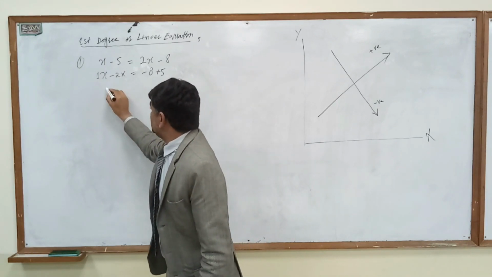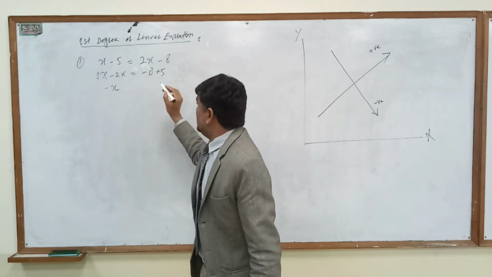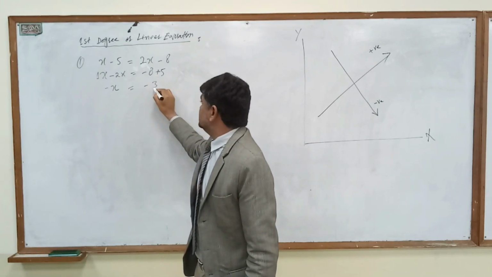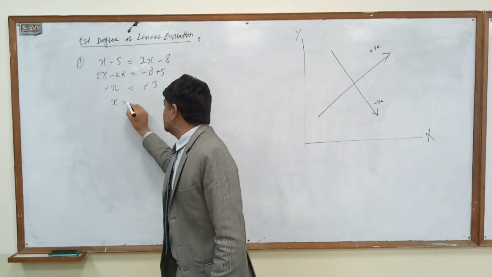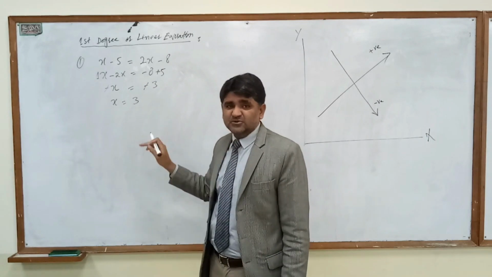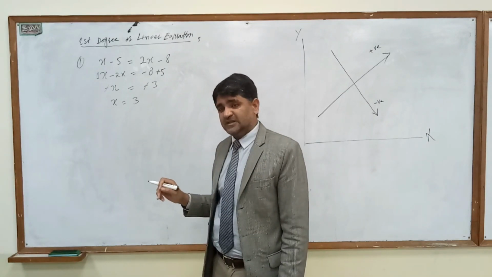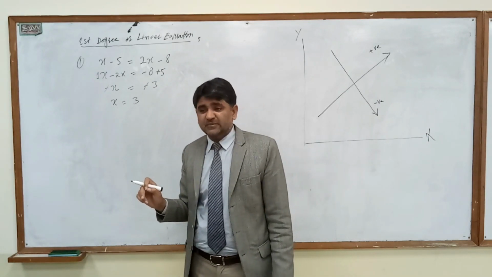1 minus 2, it means minus x. x is equal to minus 3. Minus and minus cancel, so the value of x is 3. What's the name of this value? That is the root of the equation.